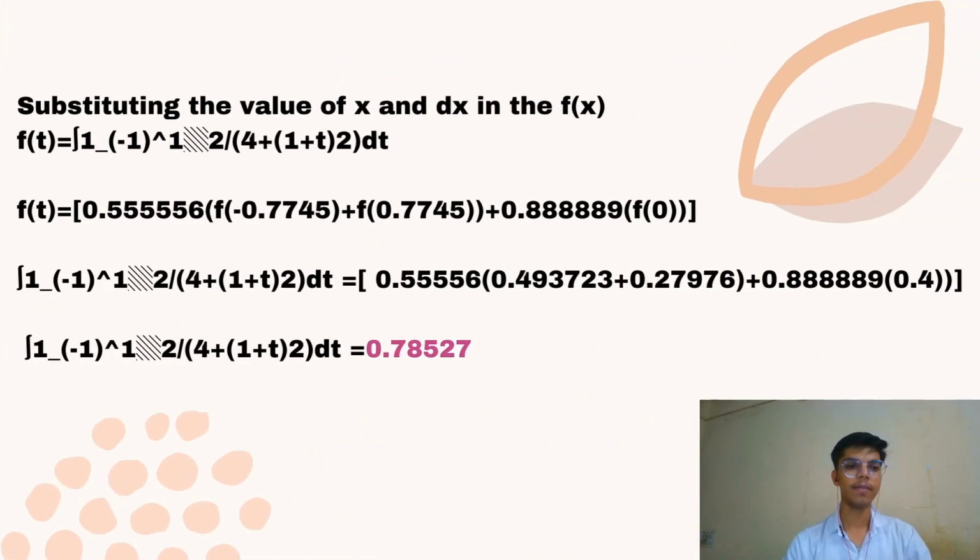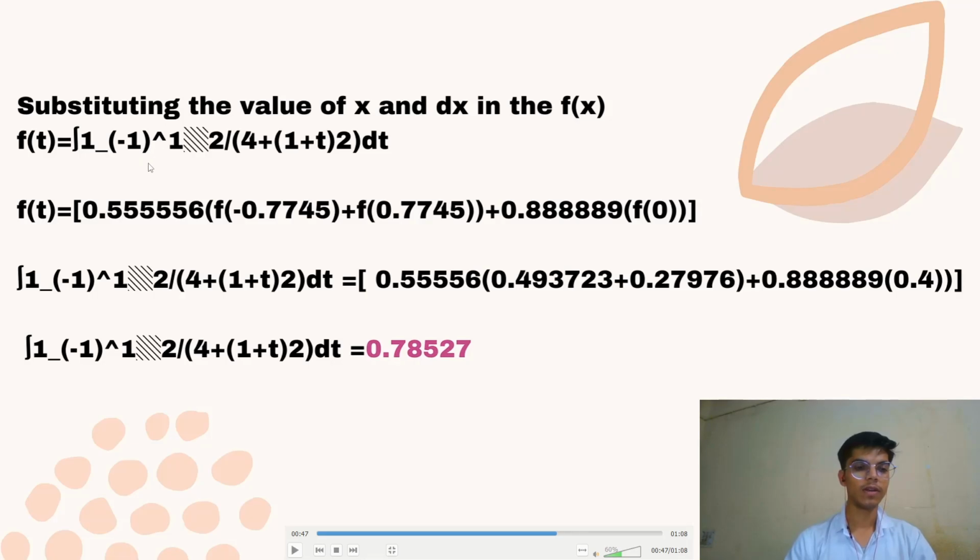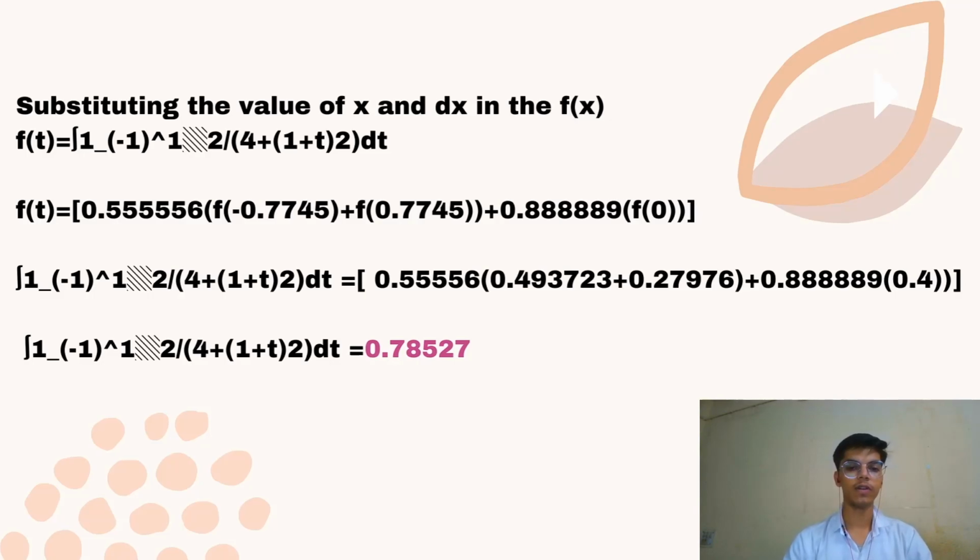So now in the following step we will substitute the values of x and dx in f(x) by t and dt. So we will get f(t) is equal to the integration from -1 to 1 of 2 divided by (4 plus t^2) dt. So now by putting the values of t, we will get the resultant as 0.78527. So this is the integrated value of f(x) from the range 0 to 1.